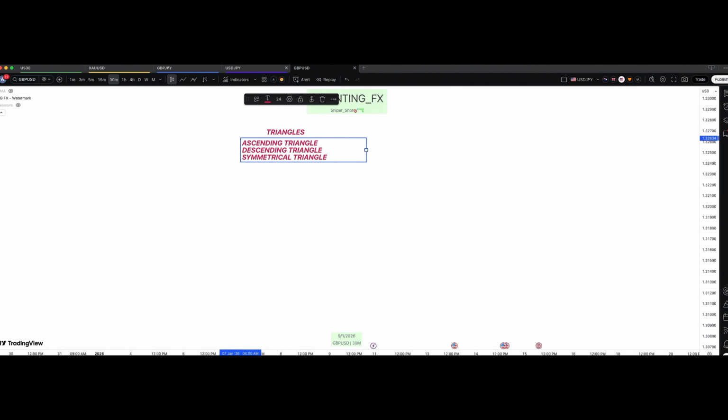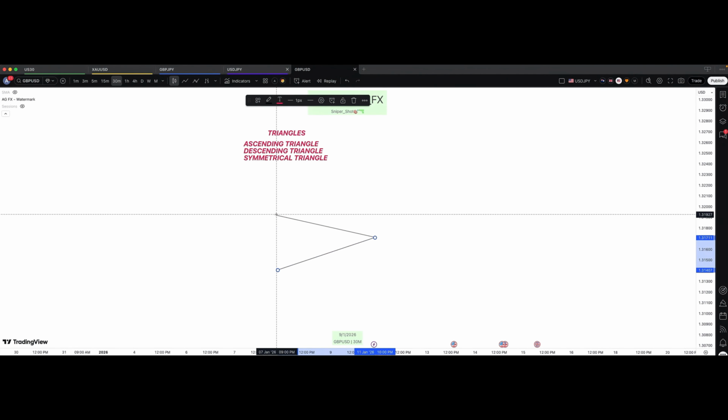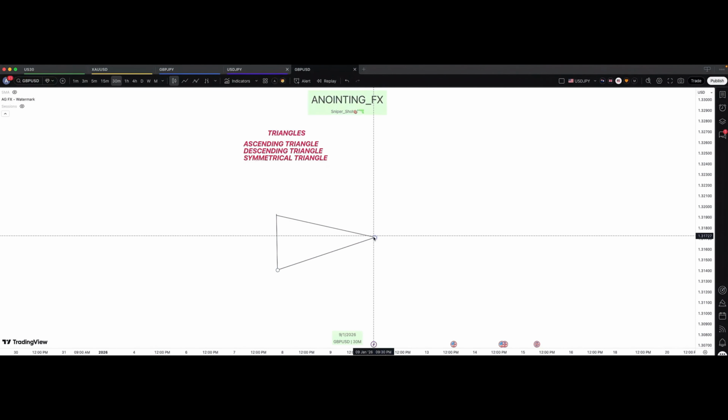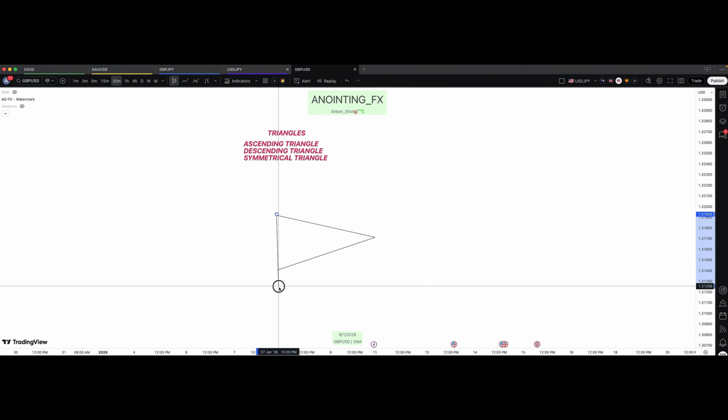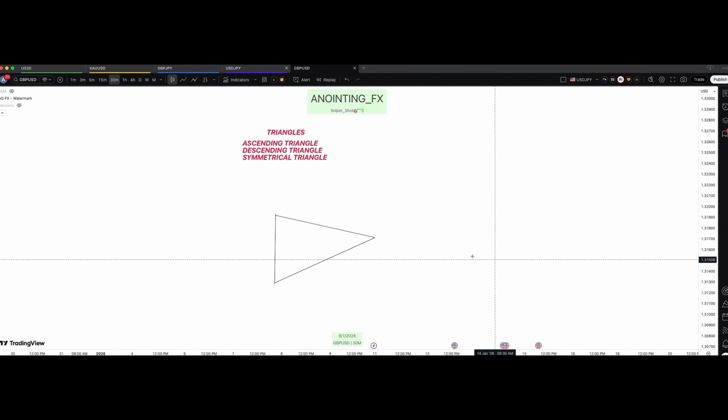So normally this is how a triangle looks like. Sometimes you can have both sides to be equal, with equal size sometimes. Normally that's how a triangle should be like. This is a triangle, right?